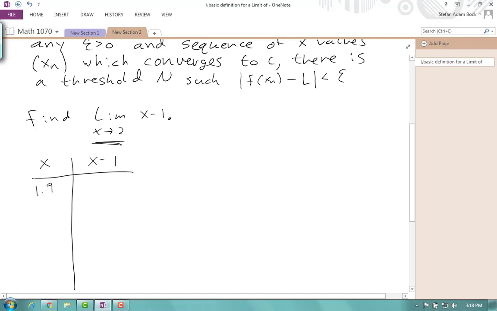I can start off with 1.9, 1.99, 1.999, or forever until I get to, what does this look like? 2 minus 10 to the negative n. Here I'll get minus 1. So this is 0.9, 0.99, 0.999, dot, dot, dot. It looks like I get 1 minus 10 to the negative n in general.